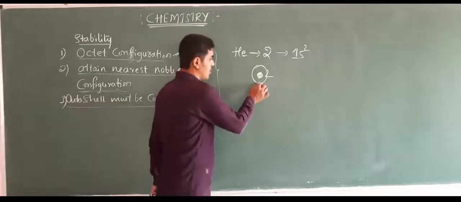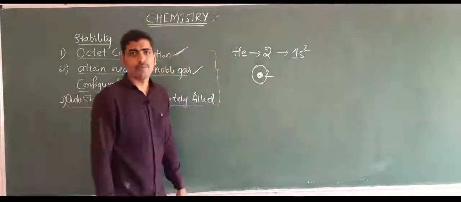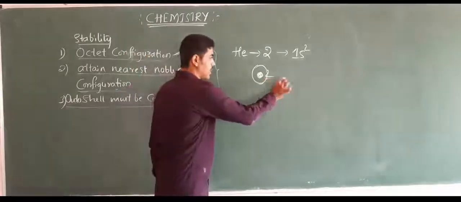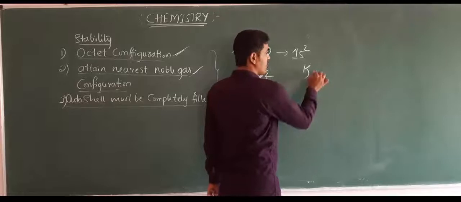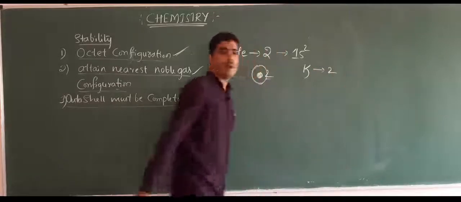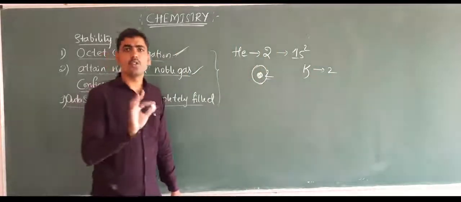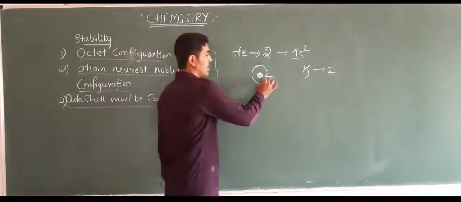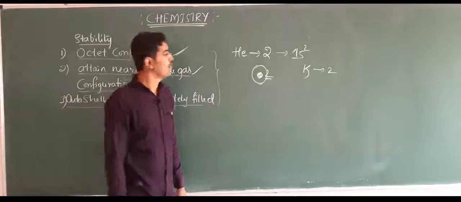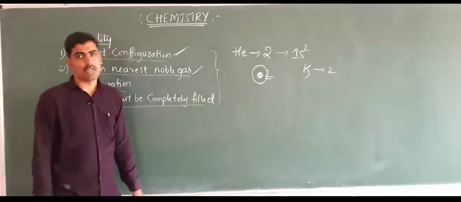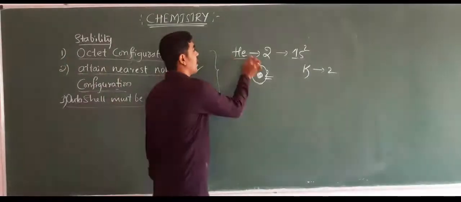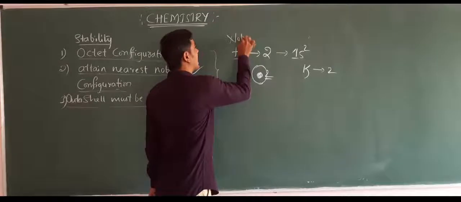ಈಗ ಈ ಶೆಲ್ ಕಂಪ್ಲೀಟ್ ಆಗಿ ಫಿಲ್ ಆಗಿದೆ? ಎಸ್, it is completely filled because the first shell, that is K shell, can hold a maximum of 2 electrons, and hence this already holds 2 electrons, and hence it is a stable one. Hence helium is also known as a noble gas.